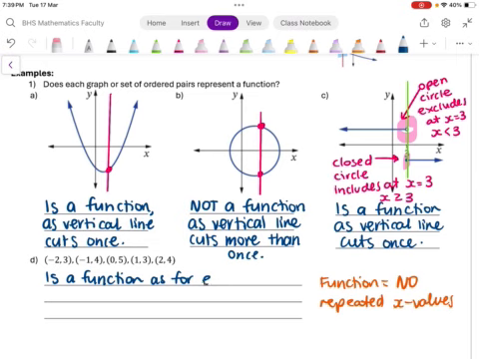as for each x value, there is only one y value, and there's no repeated. Cool.